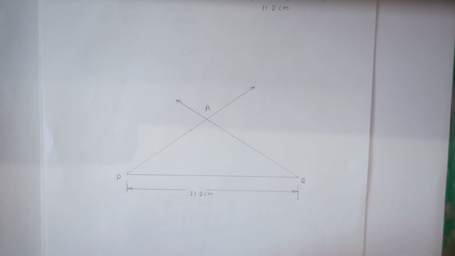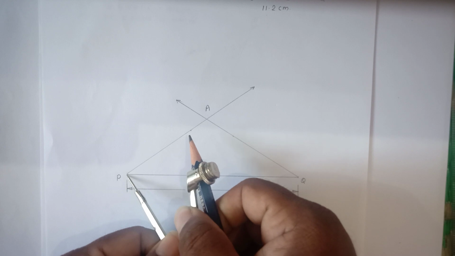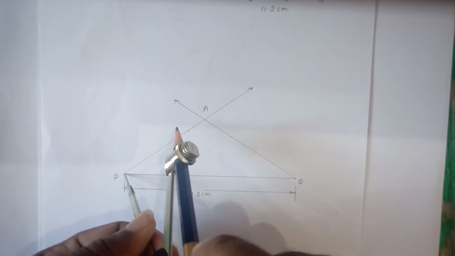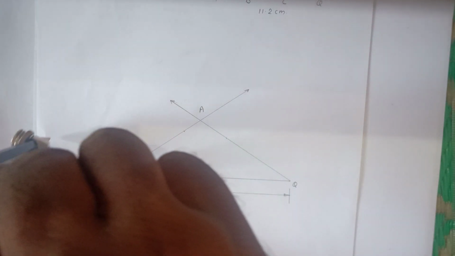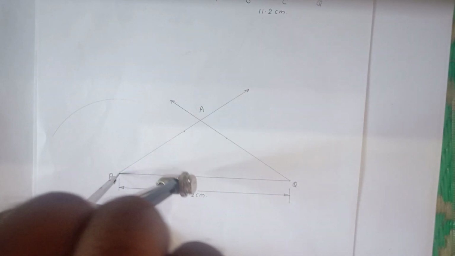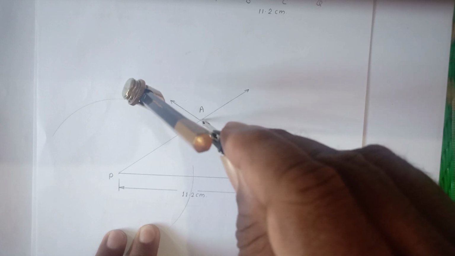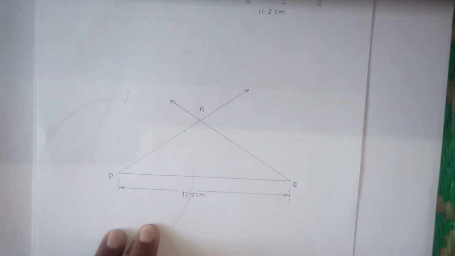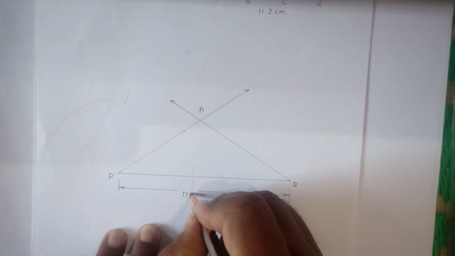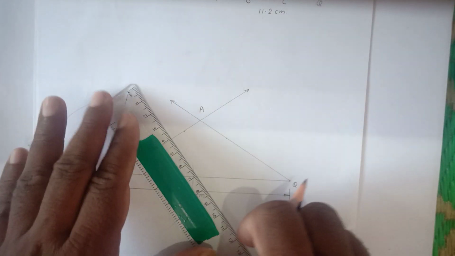Now draw the perpendicular bisector of PA. So take more than half of the distance of PA in a compass. Put compass at point P and draw arcs on both sides of PA. Then put compass at point A and draw two more arcs intersecting the first two arcs. These are the points of intersection. Join these two points.